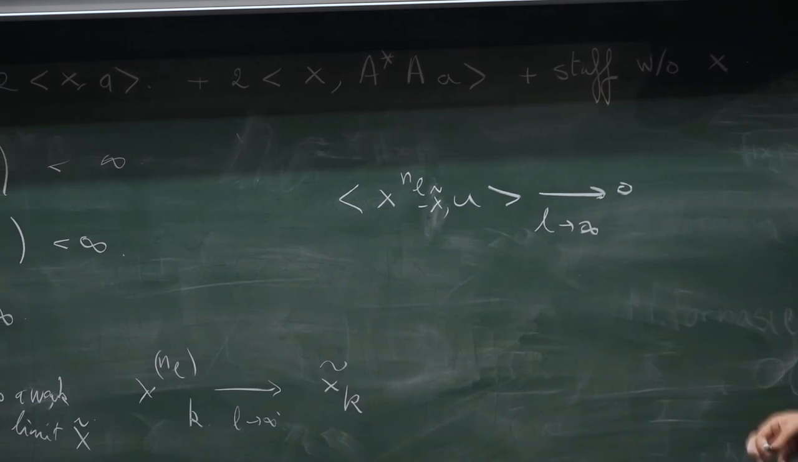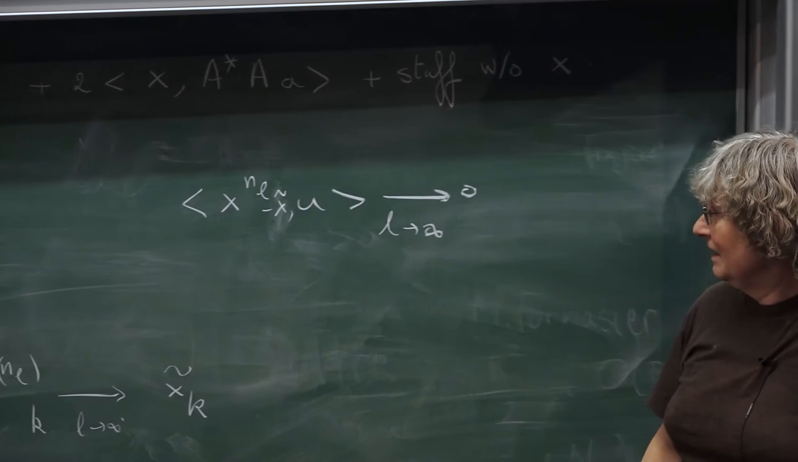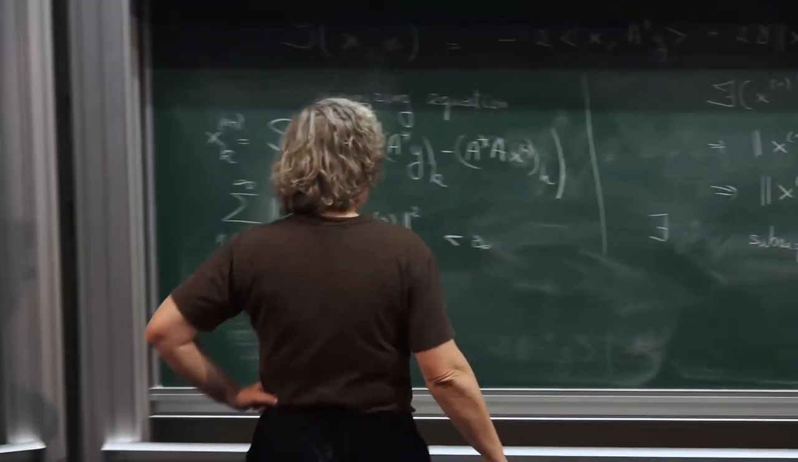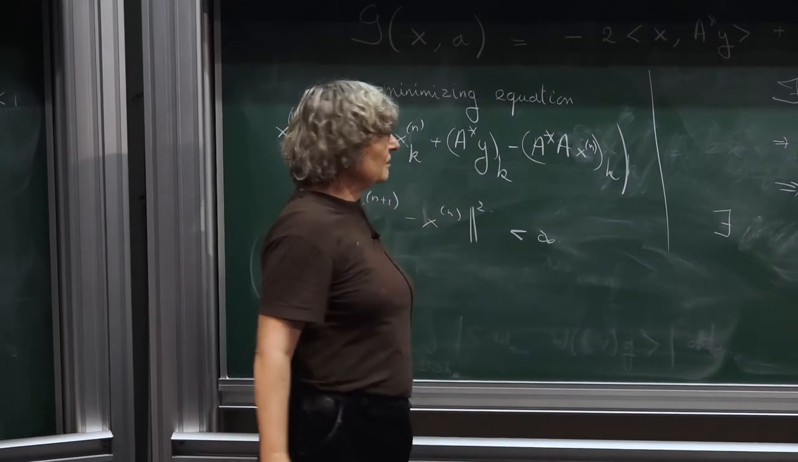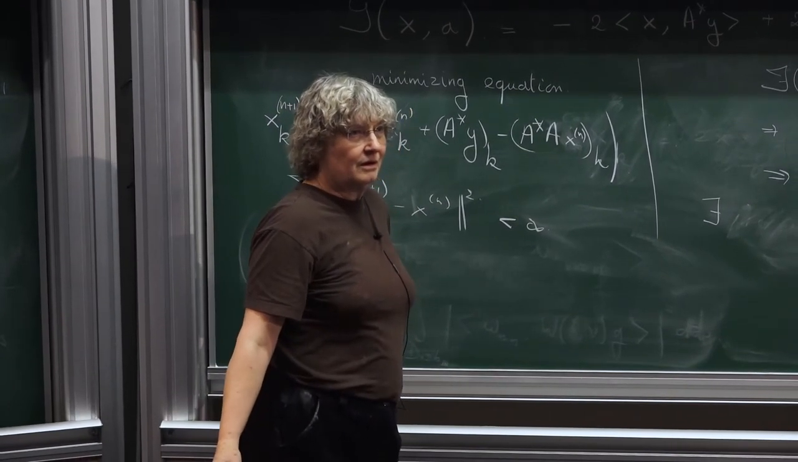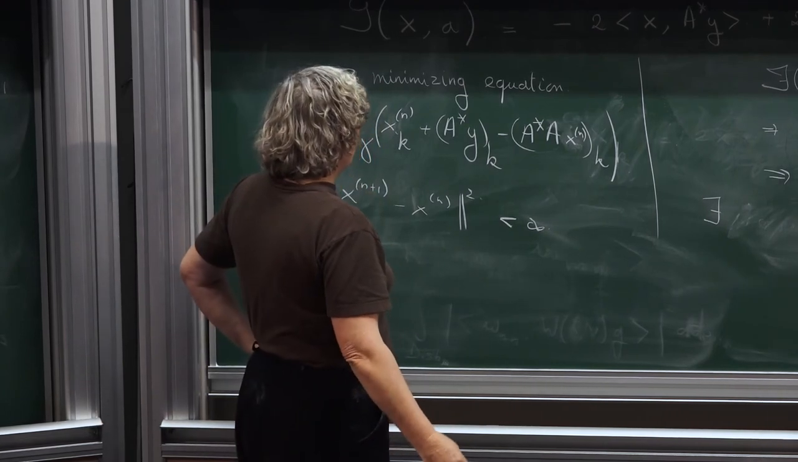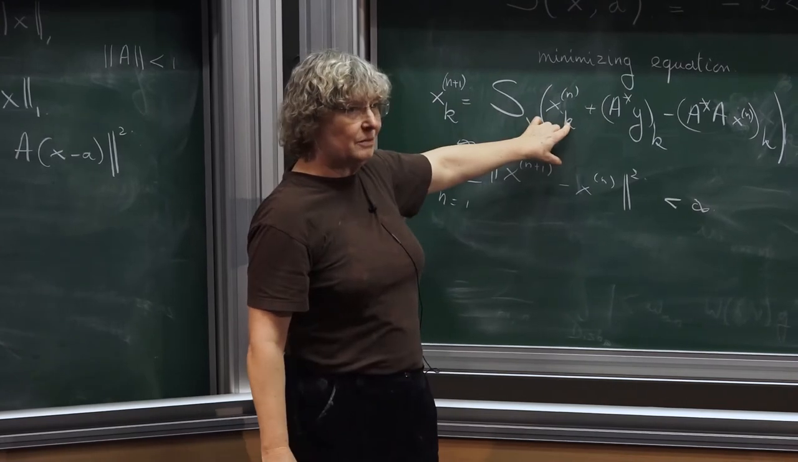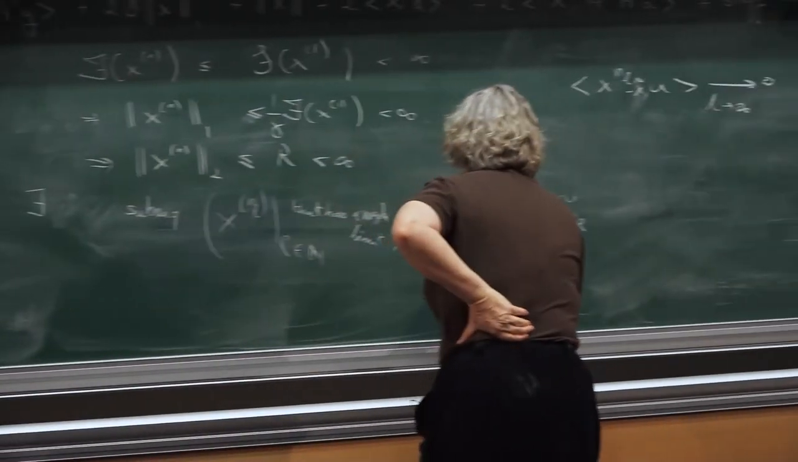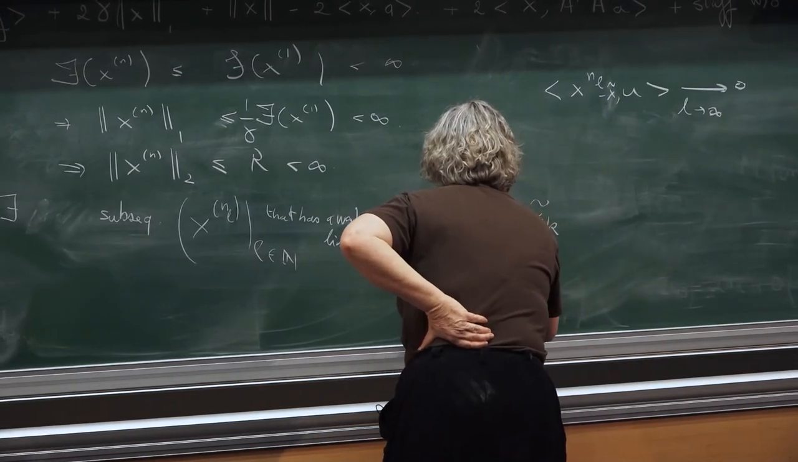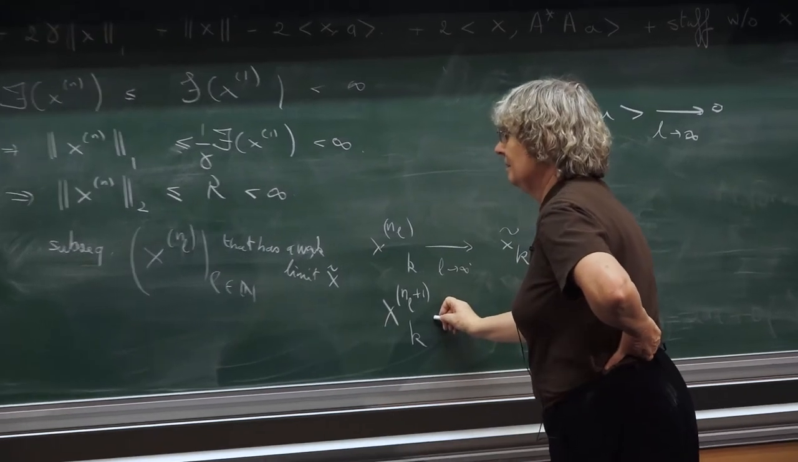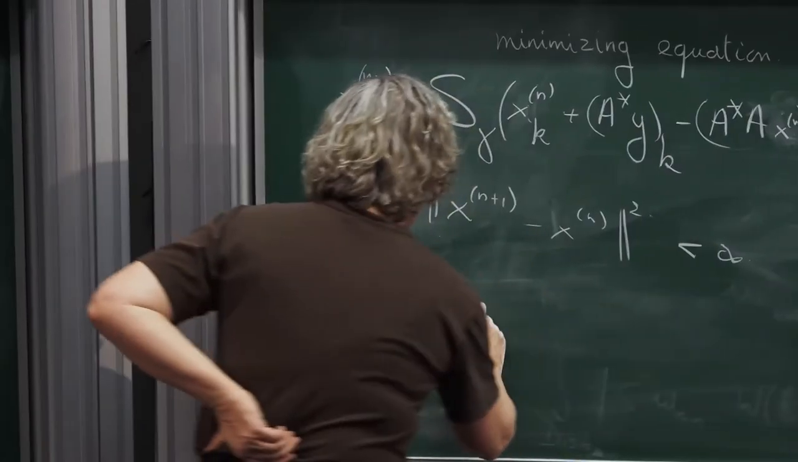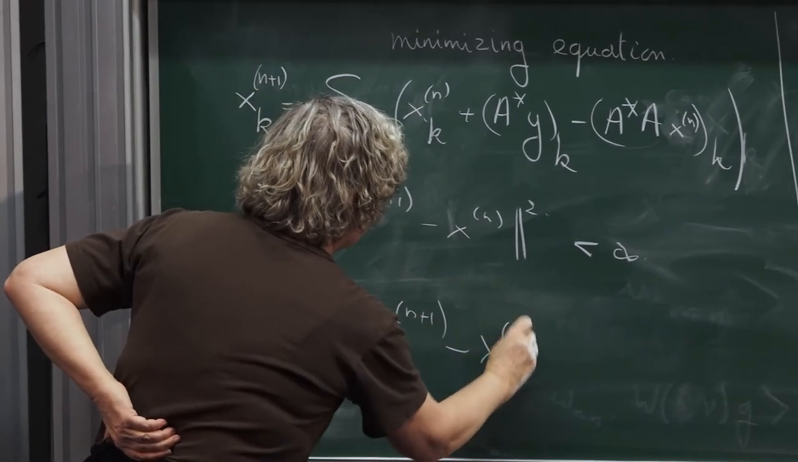Because taking a component is a particular case of taking an inner product, this is true. When you apply an operator to a weakly convergent sequence, it's still weakly convergent. Because I have this relationship between every next iterate and the previous one, it will happen also that the xnl plus 1 k will converge as well. Is that true? Yeah, I don't need that. I just need that xn plus 1 minus xn goes to 0 in norm.